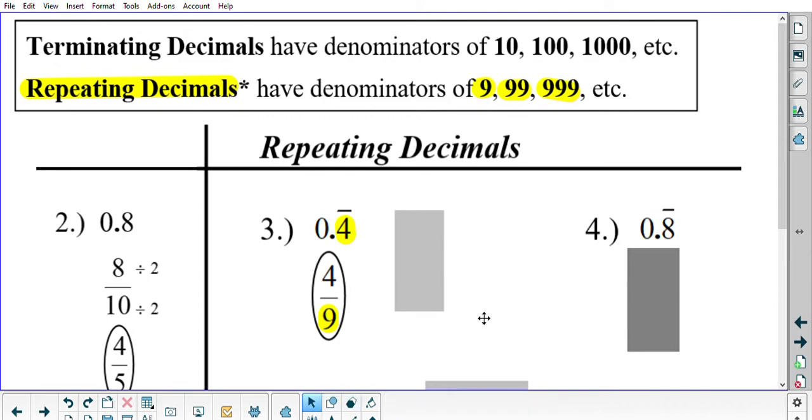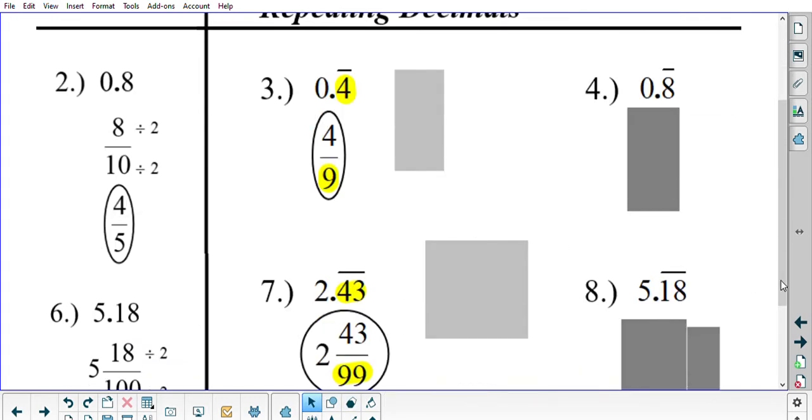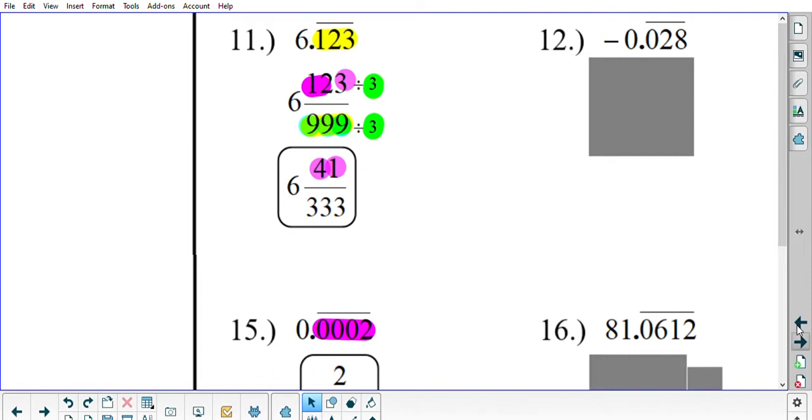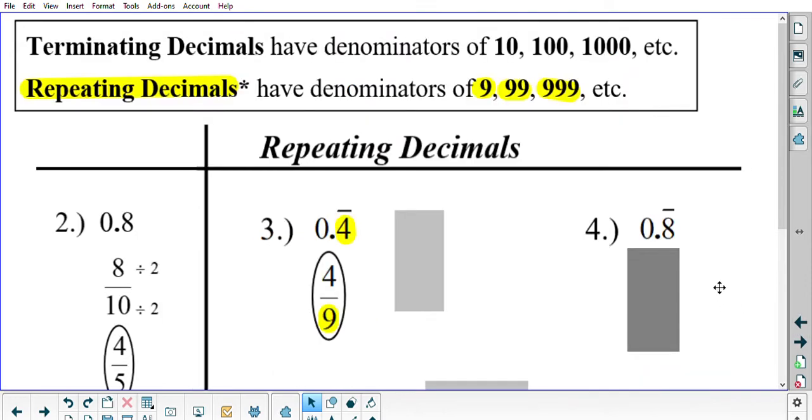All right, now that I've led you through 4 problems on repeating decimals, it is time for you to hit pause in the video. You are going to do number 4 and number 8. And number 12 and number 16. So those 4 problems on the far right side of the chart. Hit pause on the video, do 4, 8, 12, and 16 right now on your own.